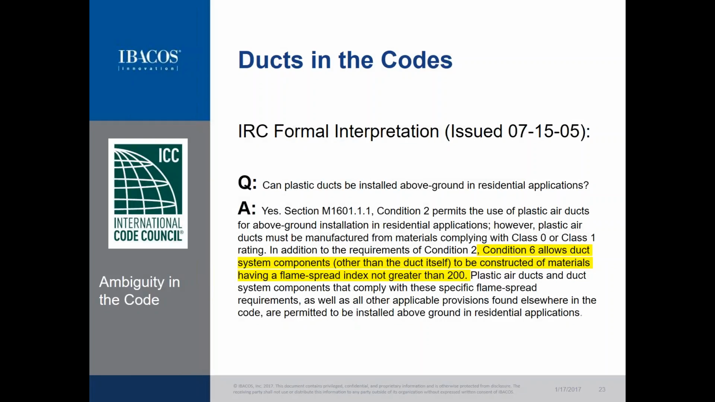In 2005, the IRC issued a formal interpretation. Again, this is in reference to the mechanical section in the IRC, 1601.1.1, where it does require that ducts have a Class 0 or Class 1 rating. However, one of the conditions of that code section allows that components of the duct system, not the duct itself, but those fittings that we talked about earlier, be constructed of materials that have a flame spread index not greater than 200. So again, here we have another apparent contradiction in the language that's allowed within the code.